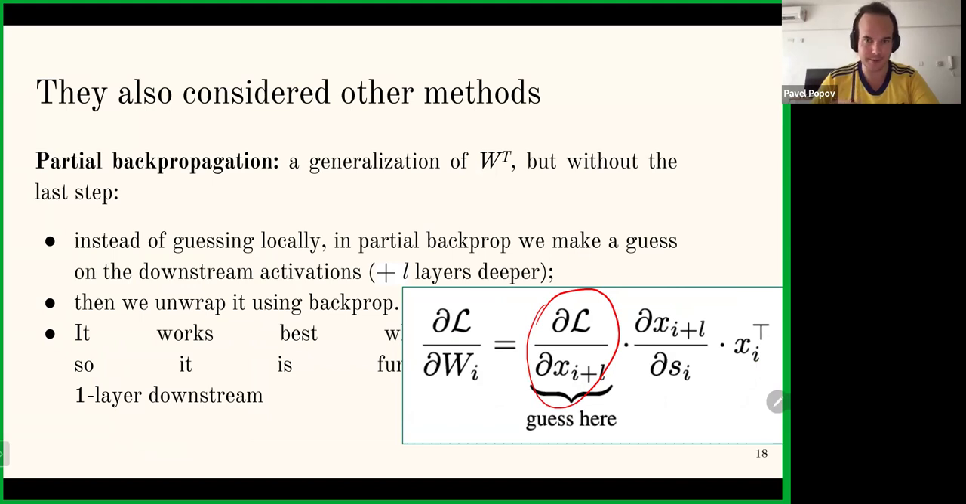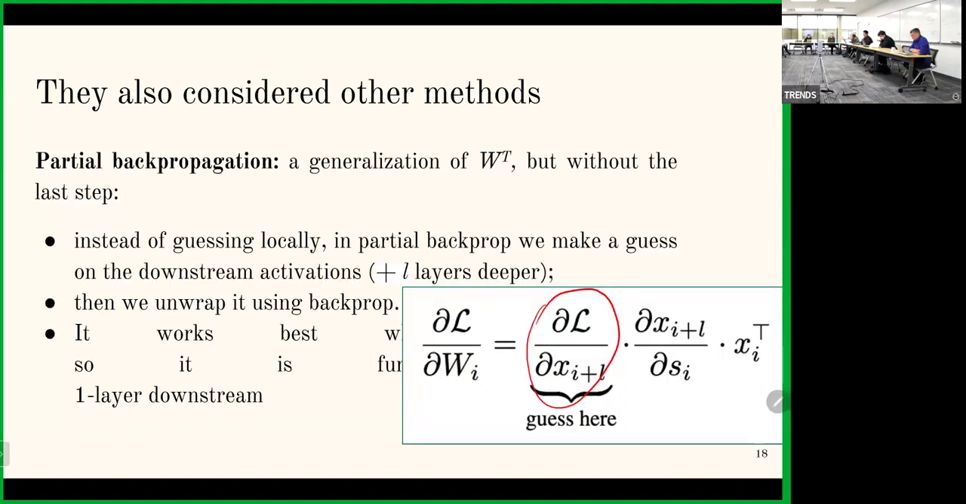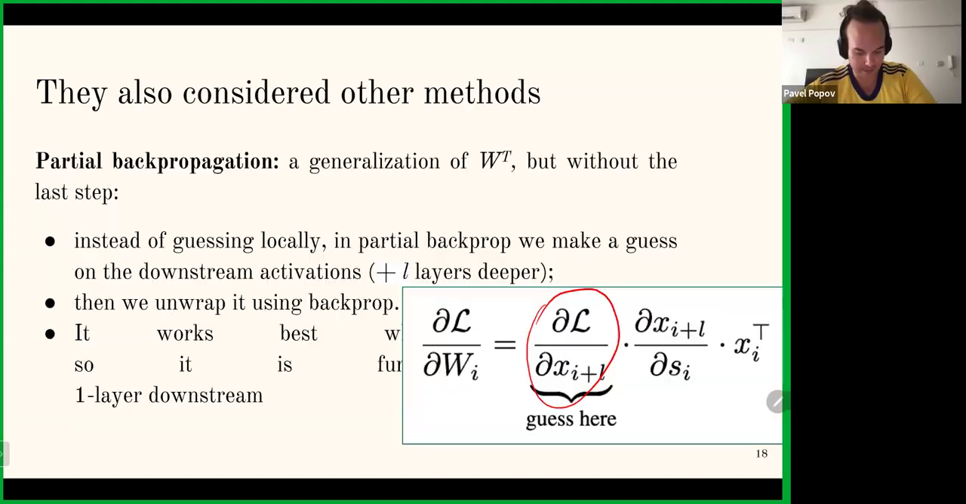Well, to be fair, it's not that important. Partial backpropagation. So they are using backpropagation in another method. They're comparing, I think, 4 methods in total, plus backpropagation and the forward gradient.